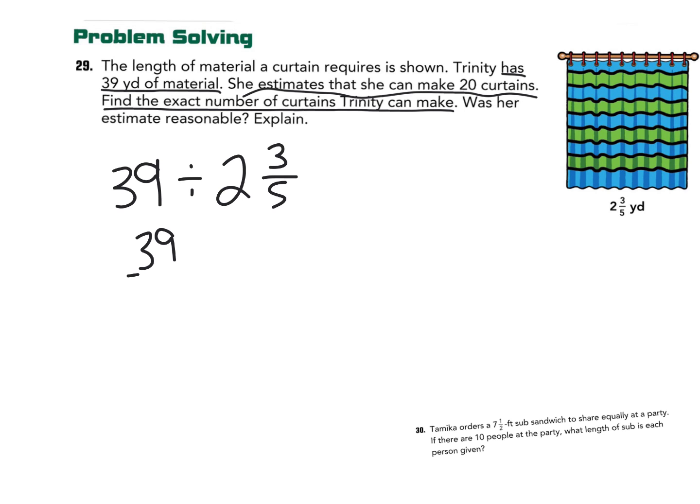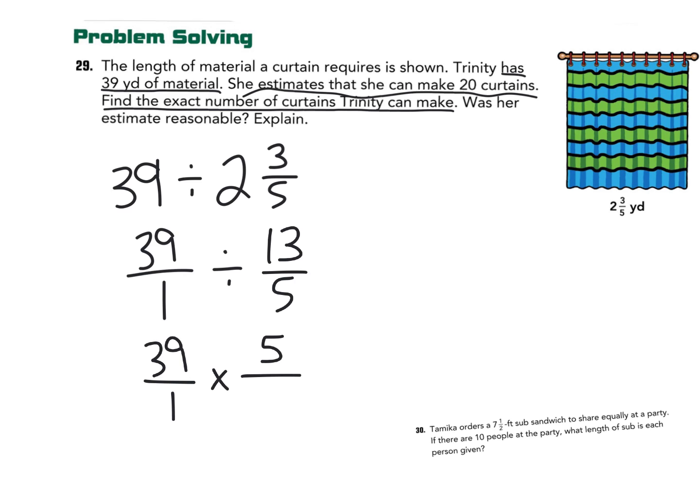So take your time starting out. 39 you can rewrite as 39/1. 2 3/5: 2 times 5 is 10, plus 3 is 13/5. Keep, change, reciprocal is 5/13. And this one, these are not real common numbers, but 39 is 13 times 3. So I'm going to go ahead and reduce both of these by 13.